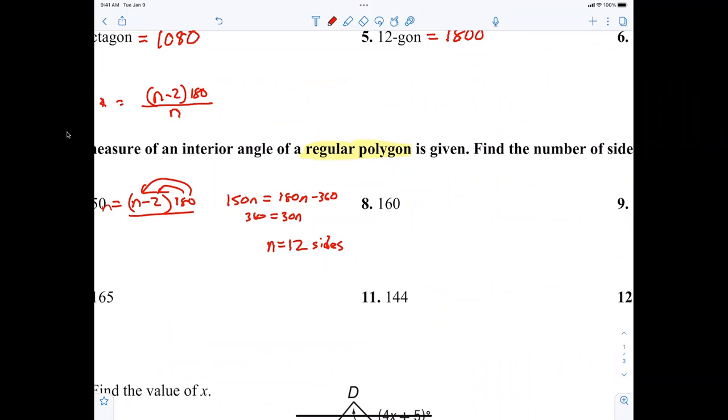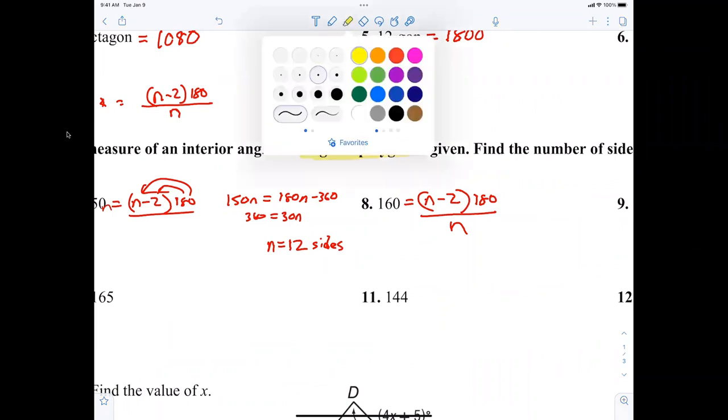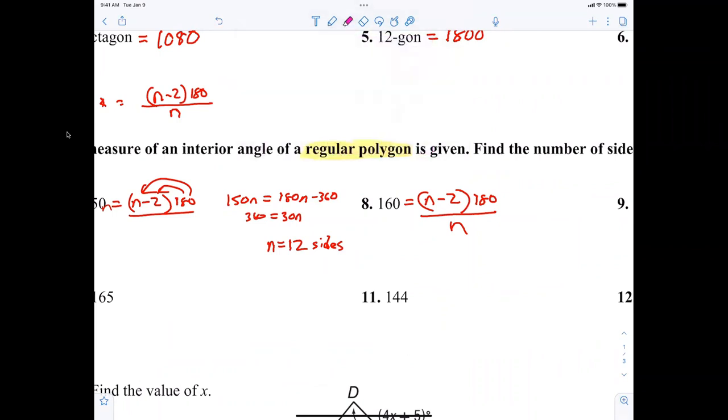All right, so the reason why I'm making you do the work is because if you can do the work on your own, then you can do the rest of this. All right, so here we go. 160 is equal to n minus 2 times 180 divided by n. But the main thing is, and here's what I get frustrated with, so I need everybody to listen carefully to what I'm saying right now.